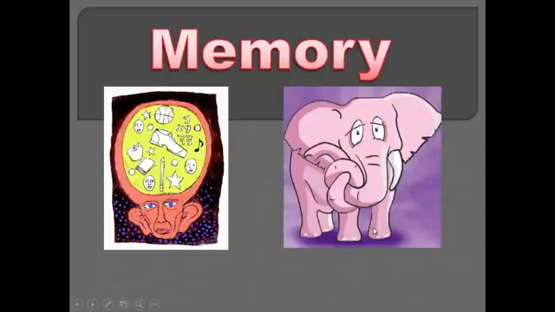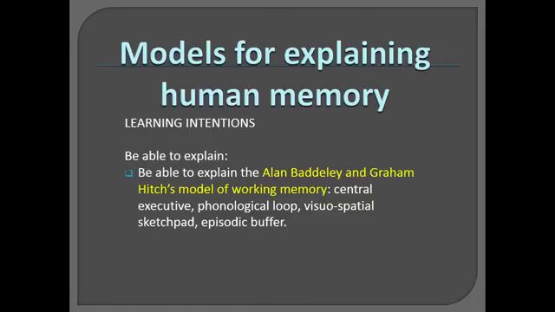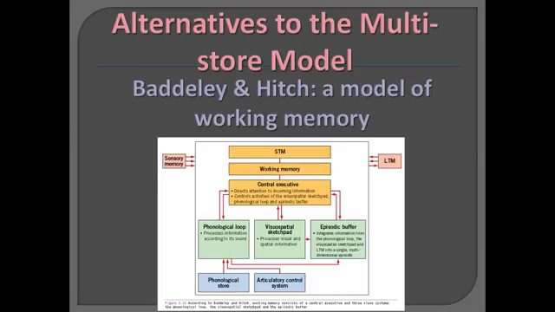Alright, so another video here on memory. We're looking at models for explaining human memory, and this video is going to look at Baddeley and Hitch's model of working memory. So this is an alternative to the multi-store model that we looked at in the last video.